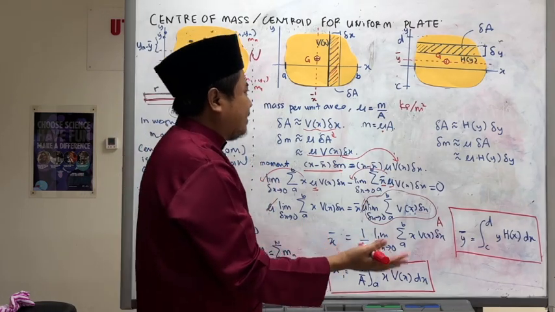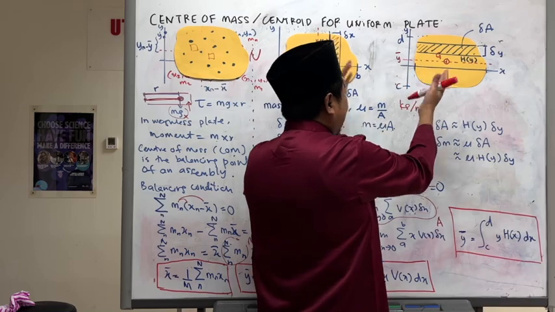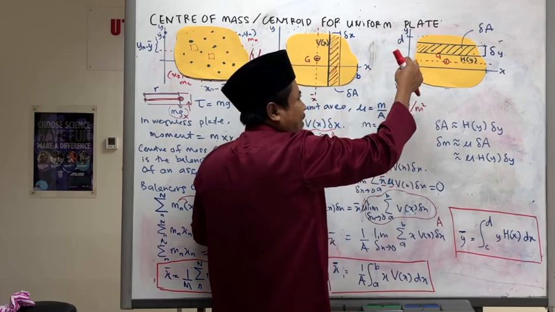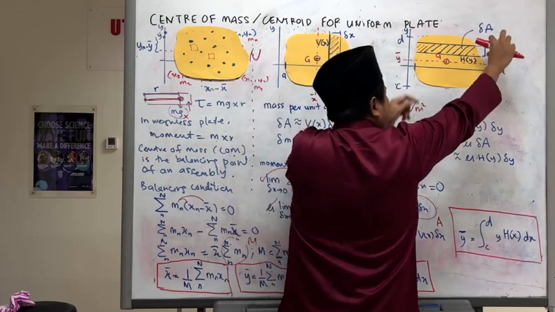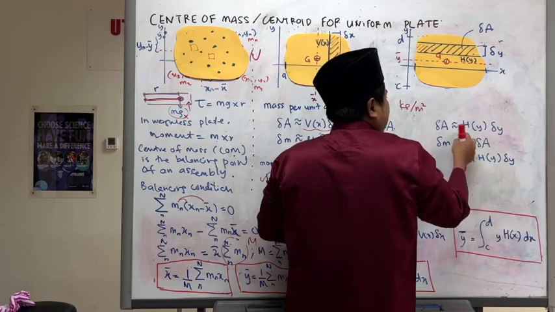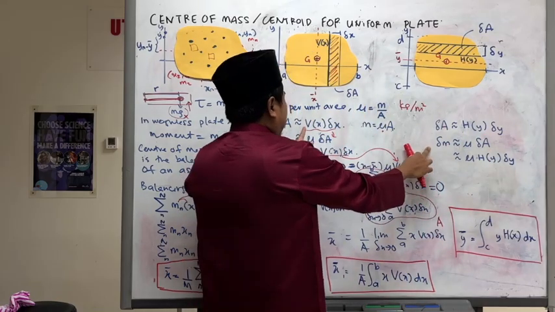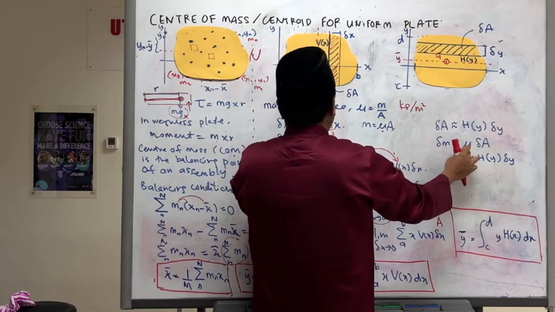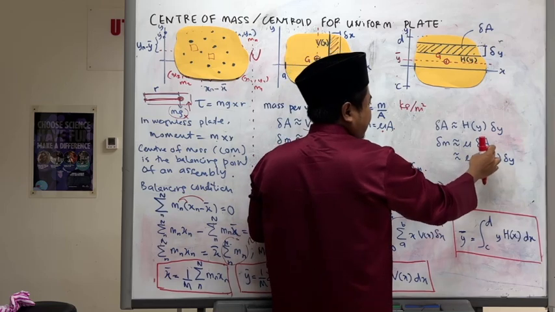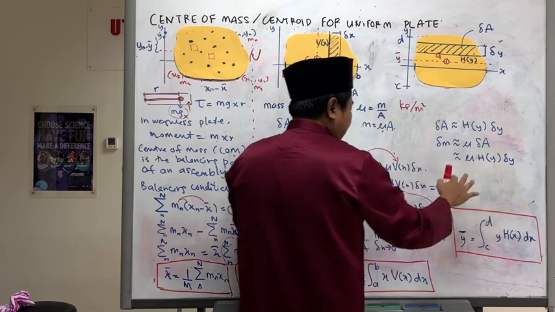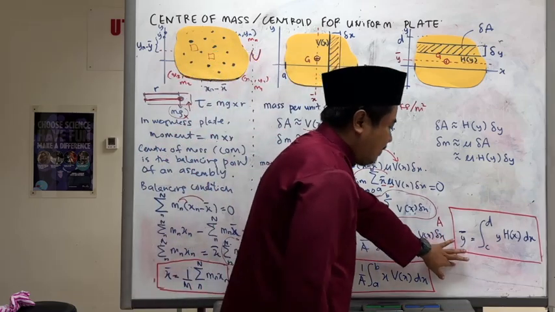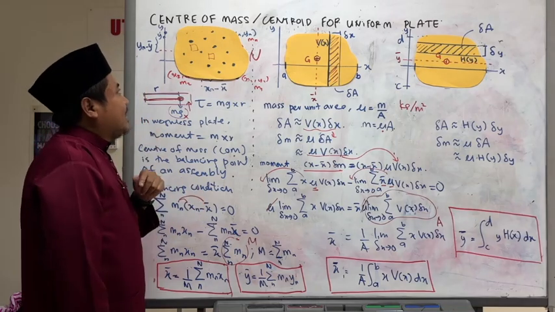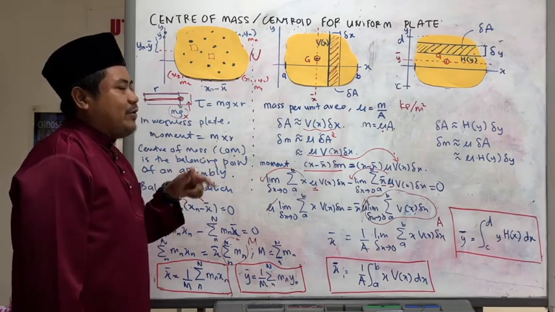Similarly, for the y-axis, you can just change the orientation. So delta A here, the strip, is the multiplication of the distance h(y) times delta y, and you get the area. Then similarly, for the mass, it is the multiplication of the mass per unit area times the area. So you can follow this, then you can get the similar relation for y. Okay, so that was the story about center of mass or centroid for the uniform plane.